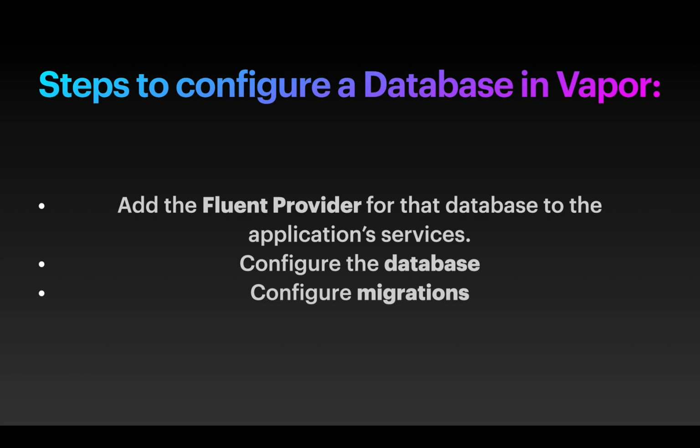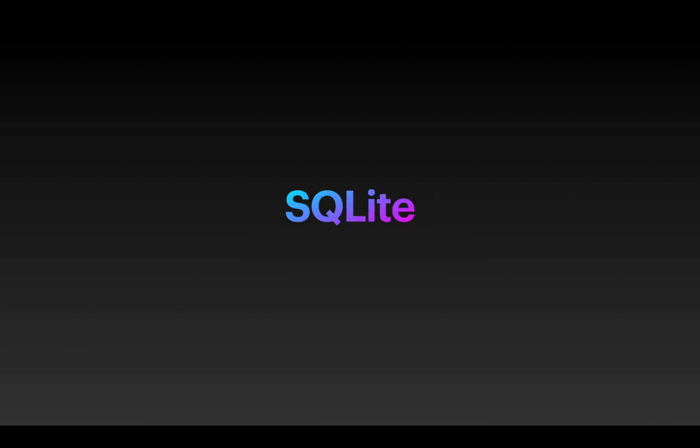So there are three steps to configure a database in Vapor. Step one is to add a Fluent provider for that database's application services. Second is to configure the database. And third is to configure the migrations. Now let's look at each type of database that Vapor provides integration with.